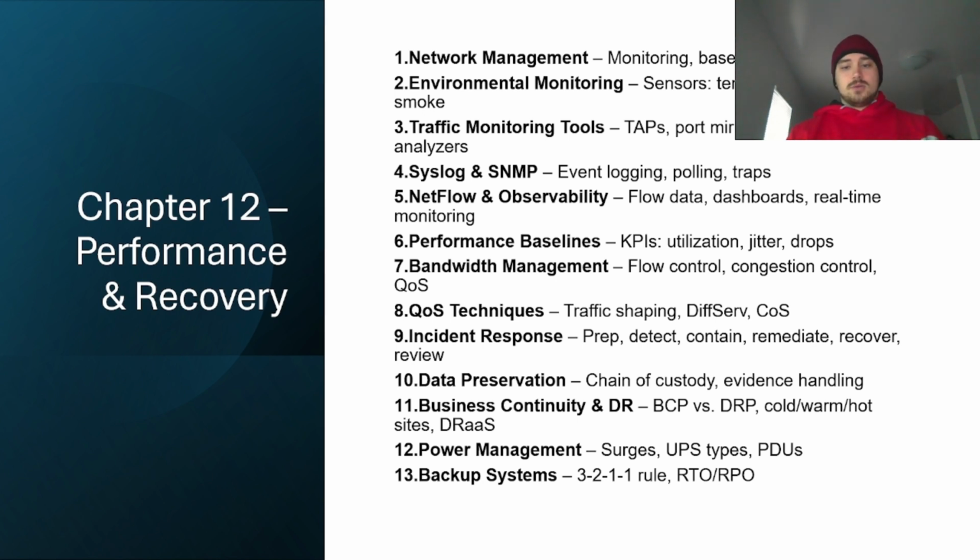Next, we have power management, which includes surges, UPS types, and PDUs. And then finally, we have backup systems, which is the 3-2-1-1 rule. We have RTO/RPO.